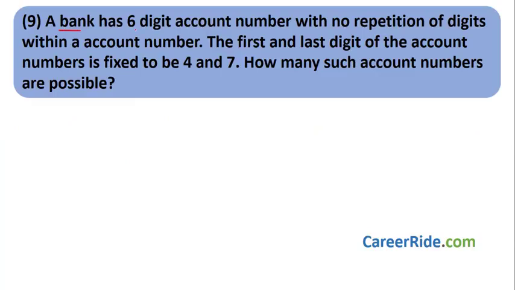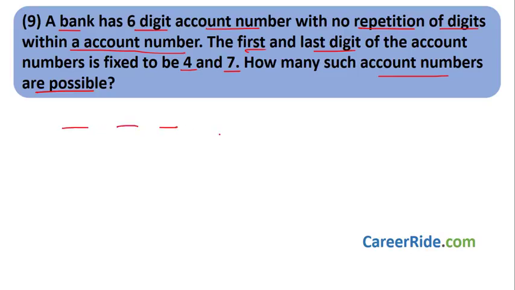A bank has 6-digit account numbers with no repetition of digits within an account number. The first and last digits of the account numbers are fixed to be 4 and 7. How many such account numbers are possible? Very, very easy sum. Let us take a look.